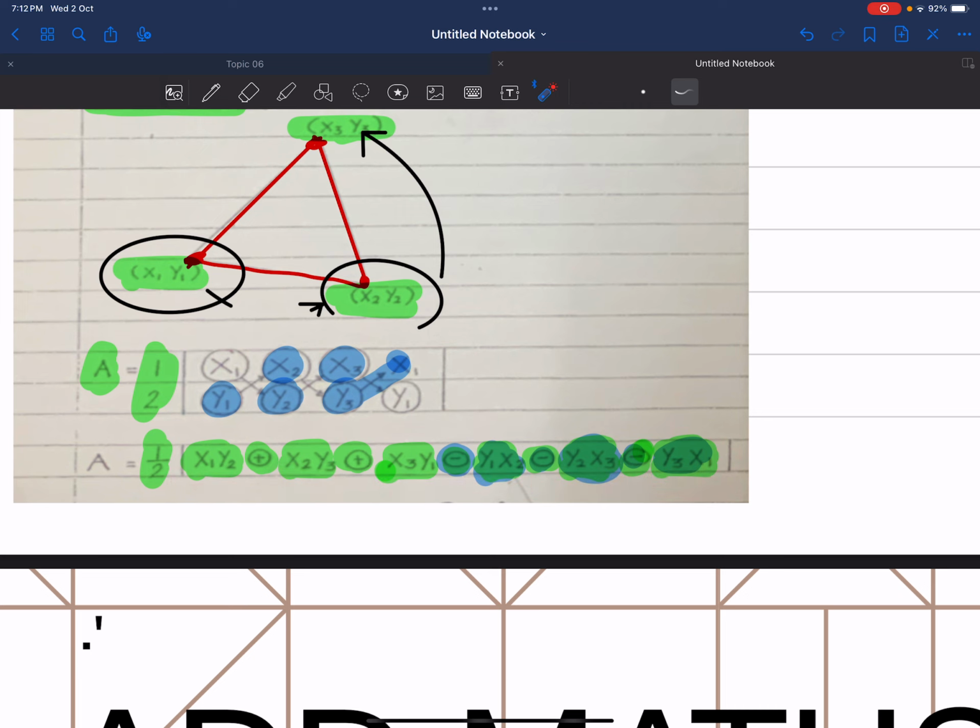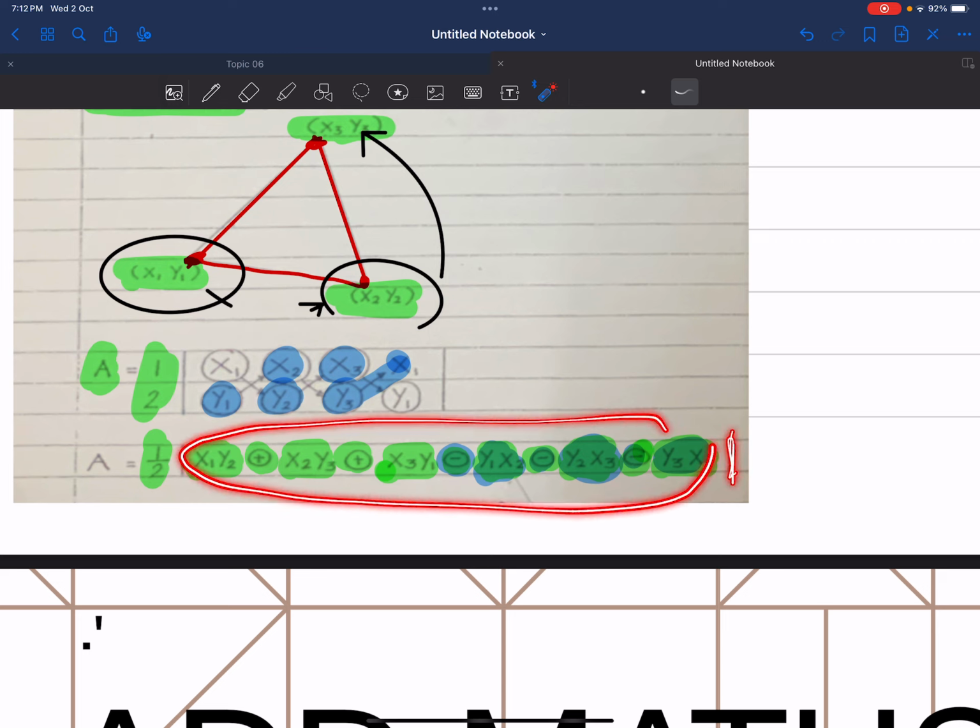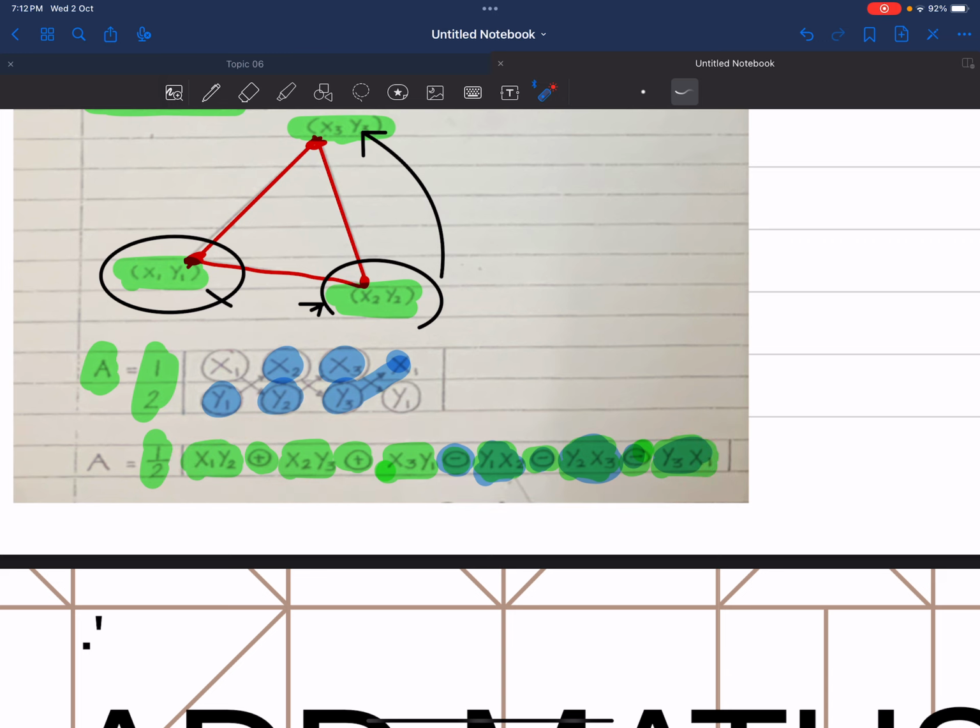The modulus means that if you get a negative answer here, you change it to positive. And then you multiply by the half outside. So you must do the one inside first. If negative, then change to positive. And then you multiply by the half.